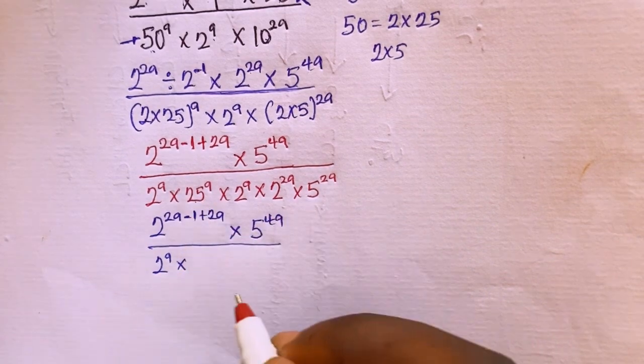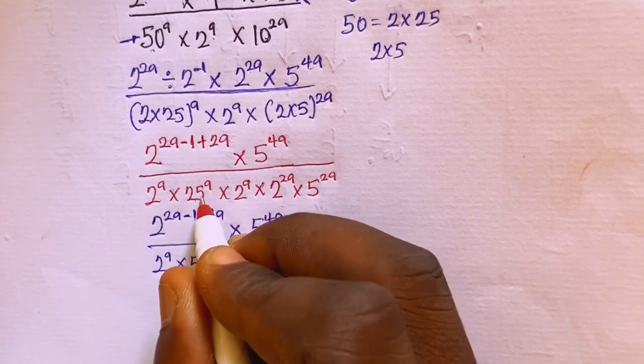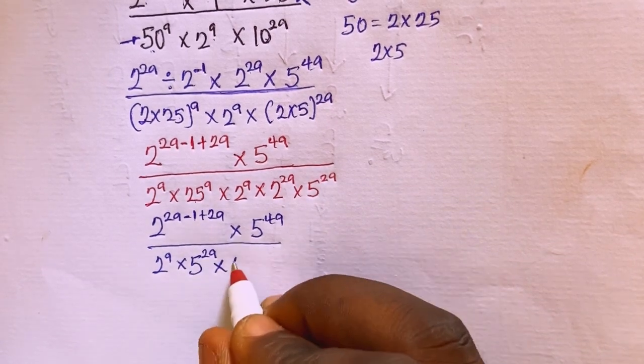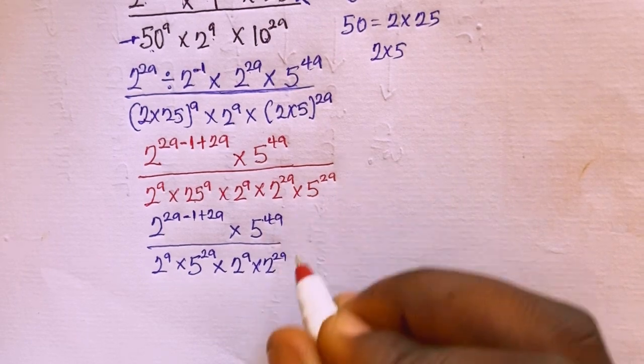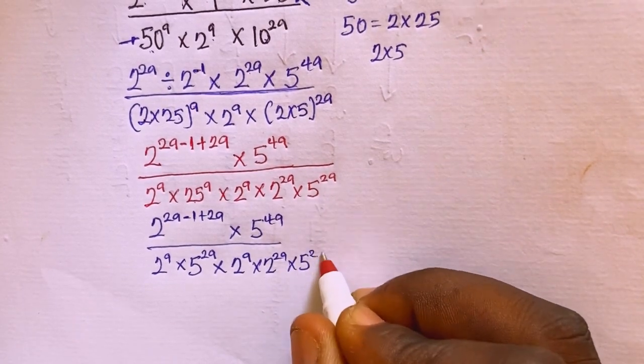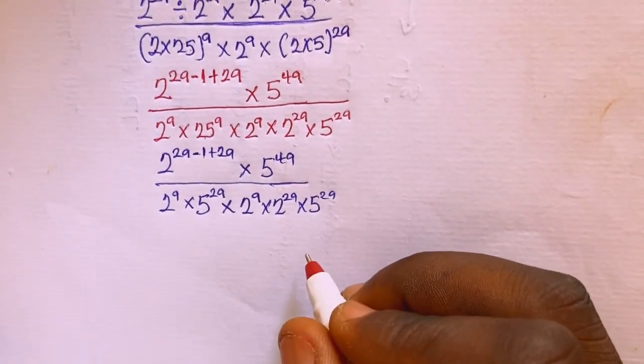This is 5 squared. Then I can write it as 5 raised to the power of 2a. Then multiply by 2 raised to the power of a, then multiply by 2 raised to the power of 2a, then multiply by 5 raised to the power of 2a. This expression, I can simplify it further.